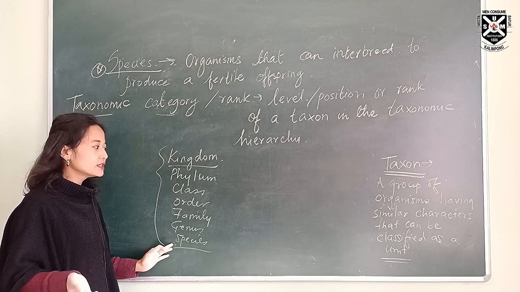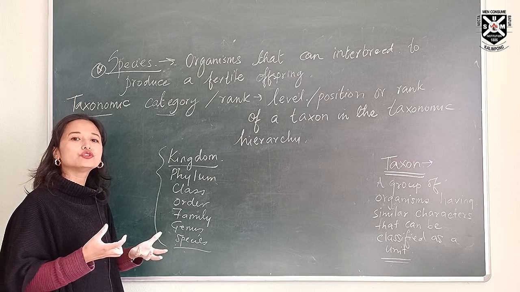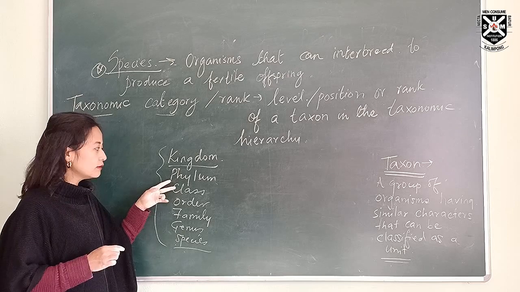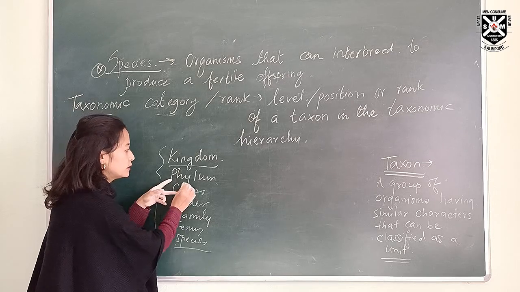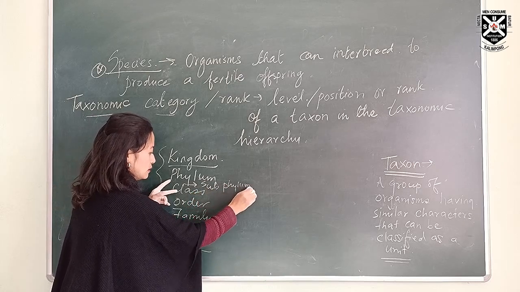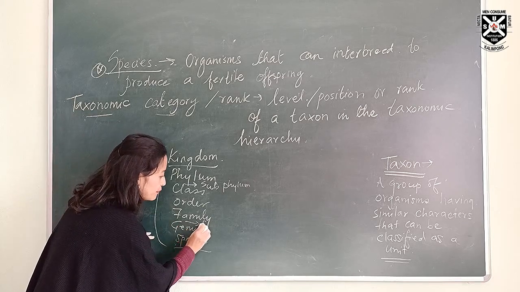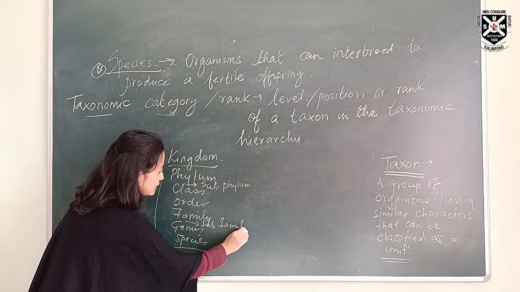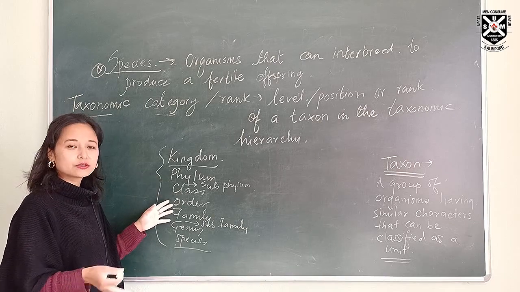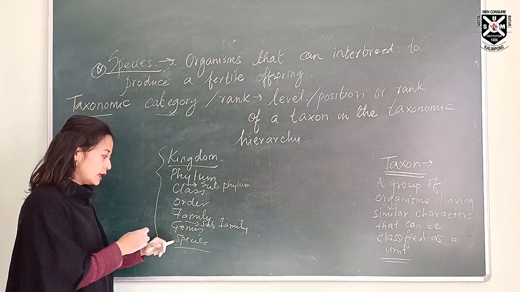But nowadays in modern taxonomy, different taxonomists or scientists have introduced more taxonomic categories. In between the phylum and class, they have formed another taxonomic category which is known as subphylum. Or in between family and genus, they've kept subfamily. Or subclass. So more taxonomic categories have been introduced in modern taxonomy.